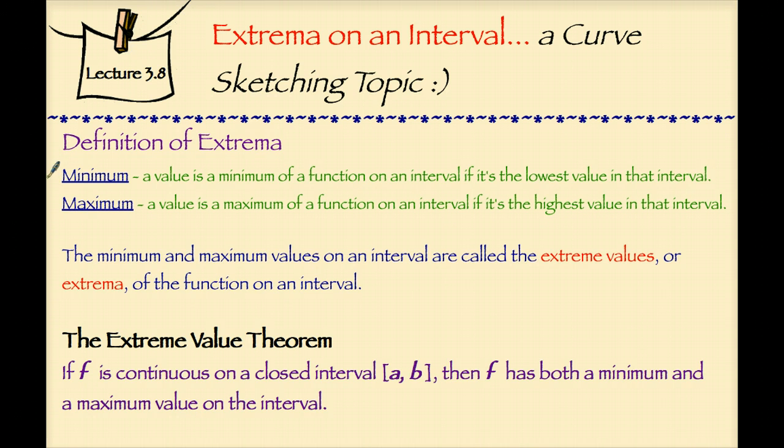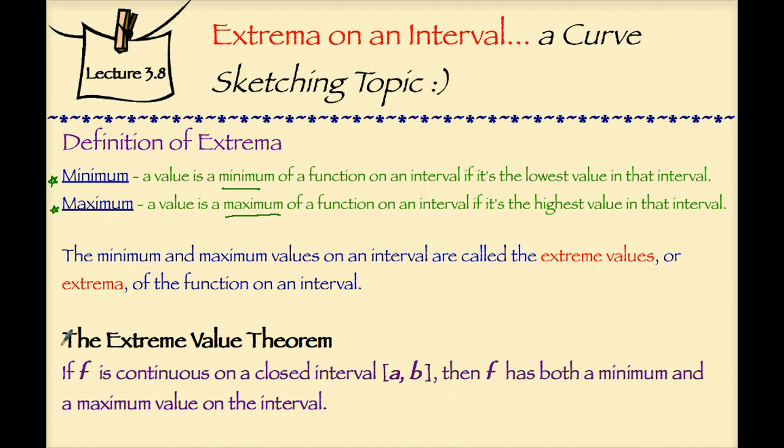There are two types of extrema, a minimum and a maximum. A value is a minimum of a function on an interval if it's the lowest value in that interval, and a value is a maximum of a function on an interval if it's the highest value in that interval. The minimum and maximum values on an interval are called the extreme values or extrema of a function on an interval.